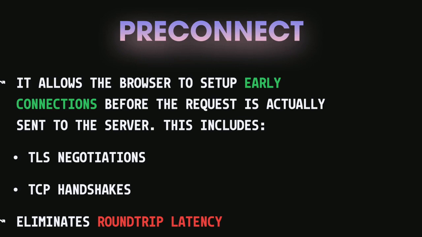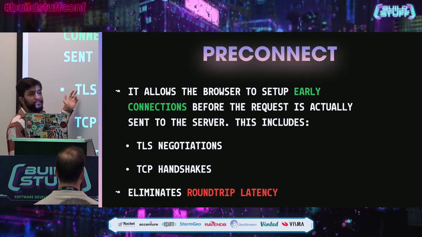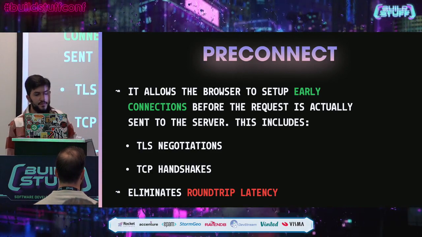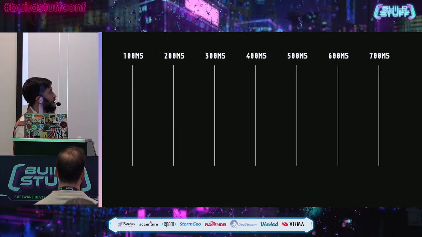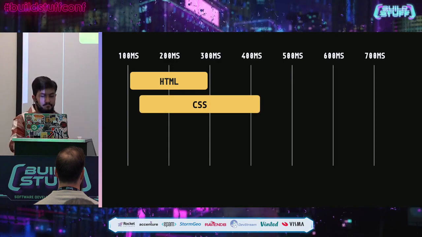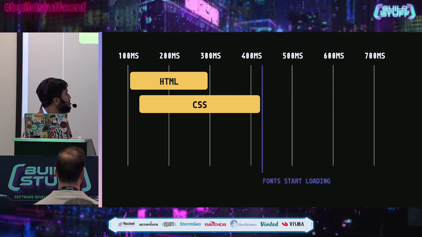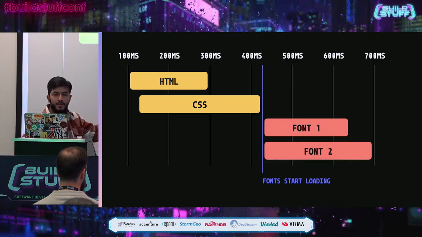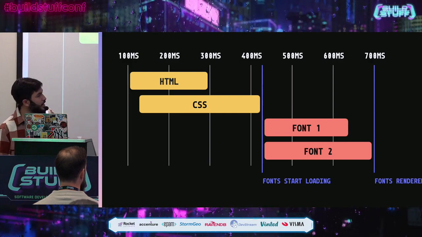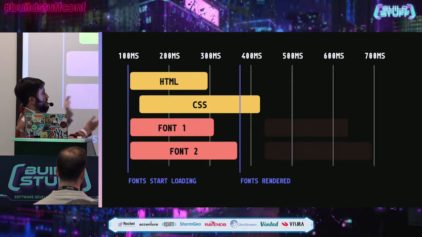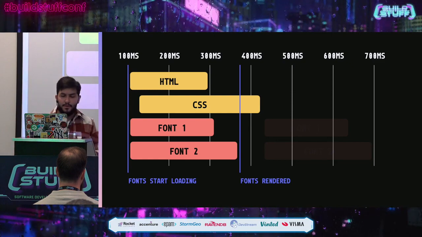Preconnect allows the browser to set up early connections, and by doing this, you're optimizing the TCP handshakes and also the TLS negotiations if you have HTTPS. By optimizing these two, you are reducing the round-trip latency. So let's say we have this timeline: we loaded our HTML, we loaded our CSS, and in our CSS we have two custom fonts. Then they start loading. Because there are two, font 1 and font 2 are loaded and then rendered to the screen. If I preconnect to, maybe Google Fonts or whatever font server, we can move this earlier, and then they're going to be rendered way before.